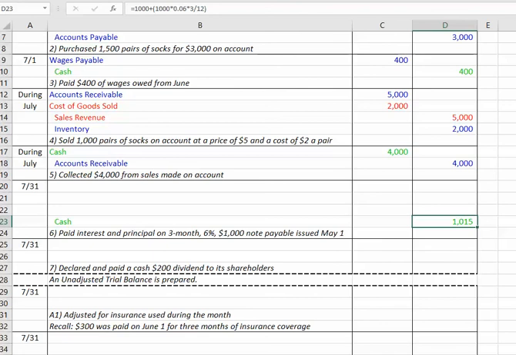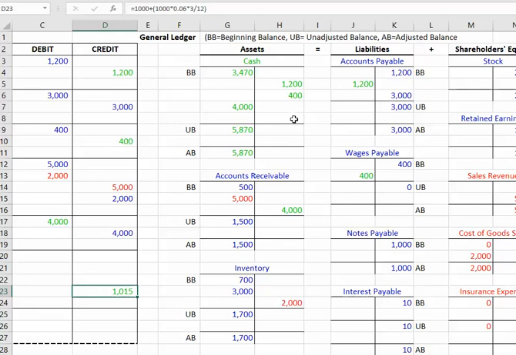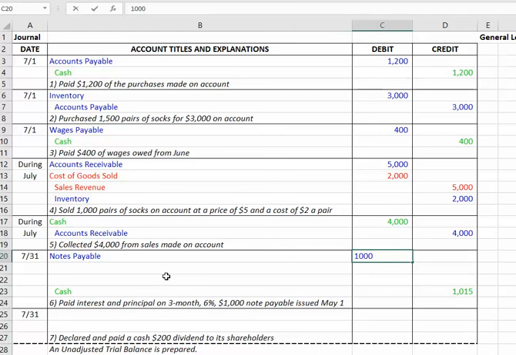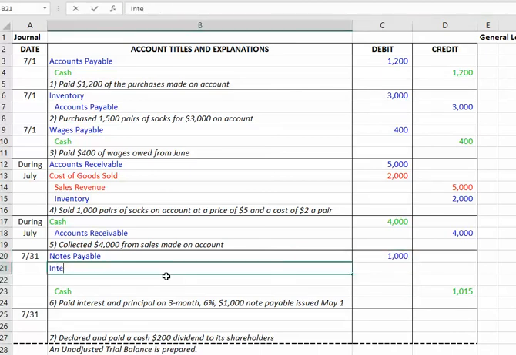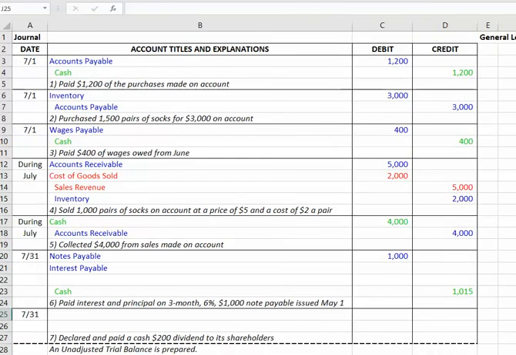So I'm going to go over here and actually post this 1,015. We're giving cash. What are we getting? Well, we're going to get this notes payable back. We don't owe it anymore. Reduce that liability. Debits reduce liabilities. So I'm going to debit notes payable for the 1,000. I'm also going to debit interest payable. And the amount that's in your interest payable is 10. We're going to get that back, so I'm going to reduce it by 10.